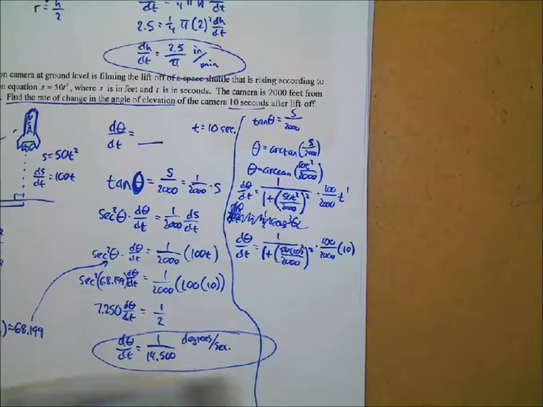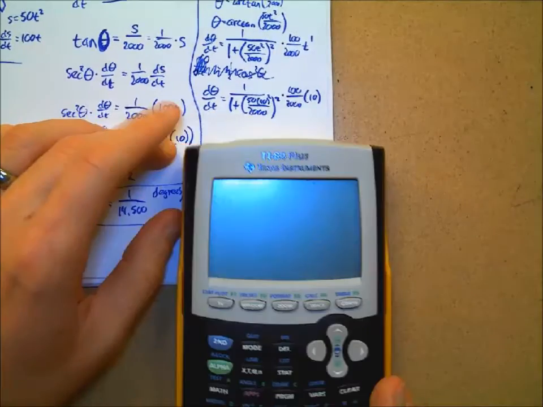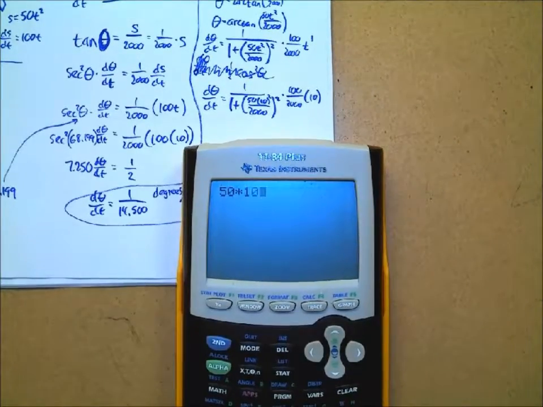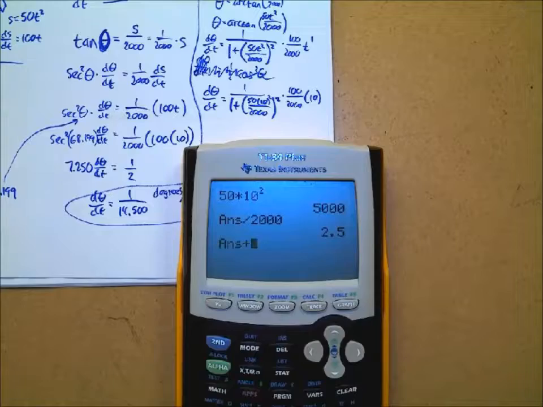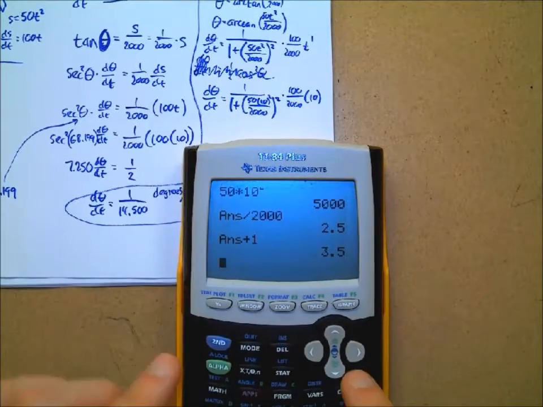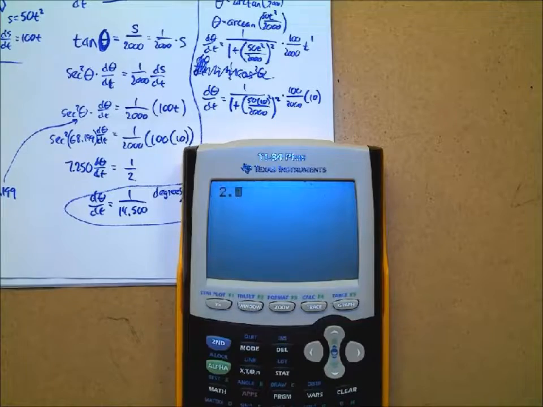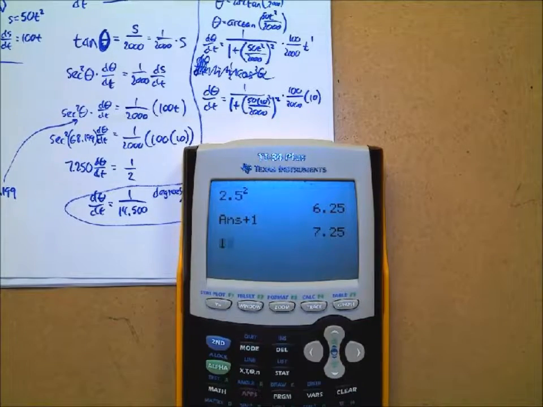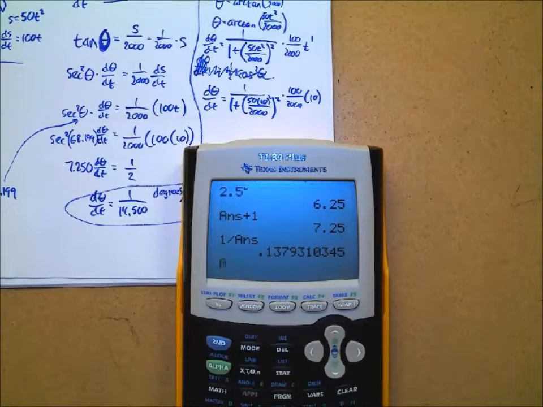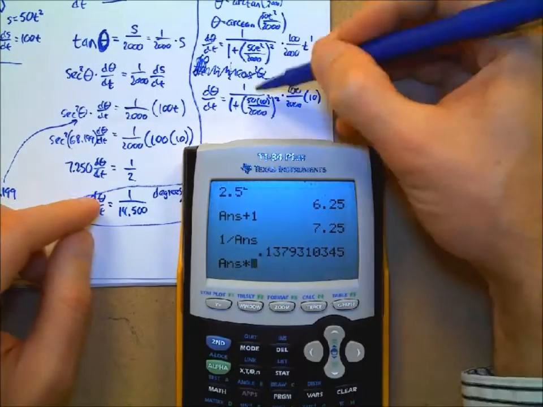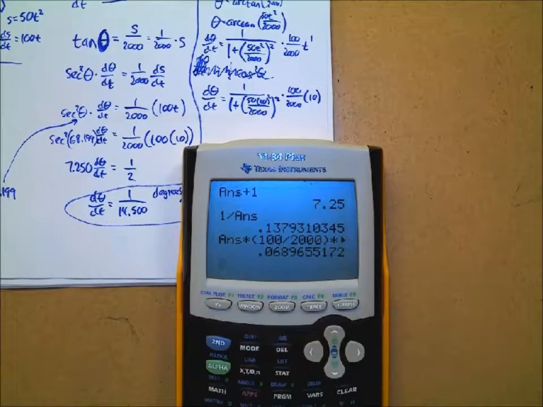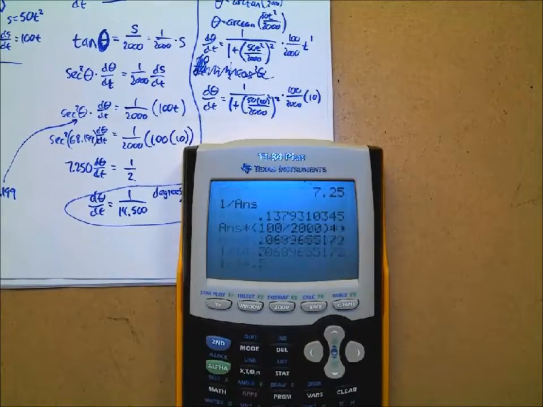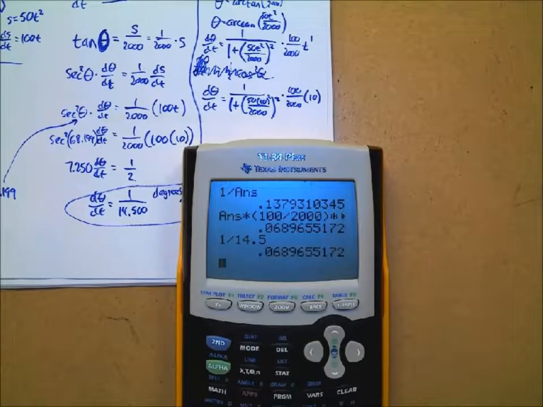So we've got to be careful how we type this in our calculator here. I'll probably take this little piece right in here first. So 50 times 10 squared divided by 2,000. So 2.5 plus 1. So 3.5. So 1... Oh, I forgot to square. Sorry. So 2.5 squared plus 1. So 7.25. 1 over that. Times... So that decimal right there is this right here that we did. And then times 100 over 2,000 times 10. Okay, which is about that decimal. If I do 1 divided by 14.5, there it is. Okay, they are in fact the same thing.